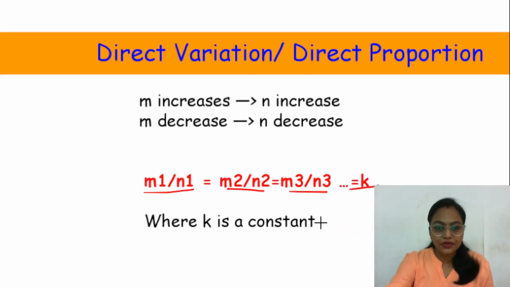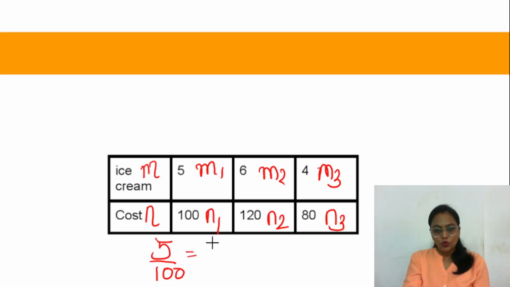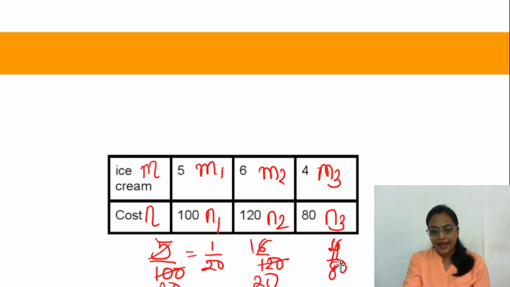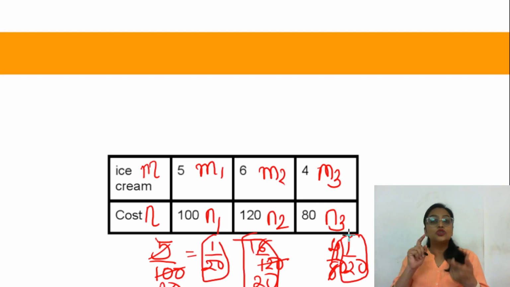Now their ratio means what? Ice cream by its cost. So for this, 5 by 100 is equal to 1 by 20, right? Now this 6 by 120 will also come as 1 by 20. Now this 4 by 80 is also coming as 1 by 20, right? That is, their ratio is constant, that is 1 by 20. So this is an example of direct variation, or you can say direct proportion.